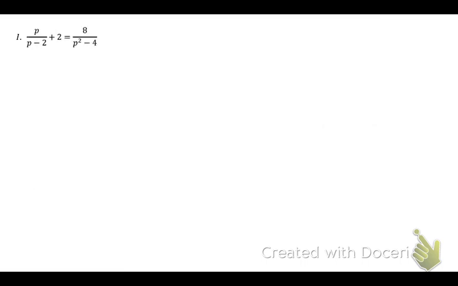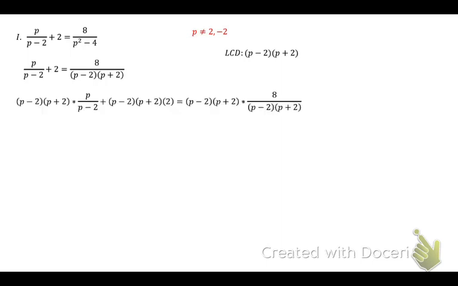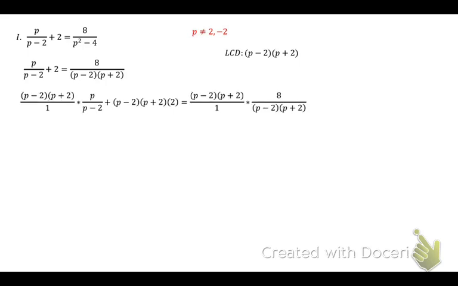Let's look at this one. So I'm going to factor that bottom first. So I have p over (p minus 2)(p plus 2) plus 2 equals 8 over (p minus 2)(p plus 2). So my restrictions are p can't equal 2 and p can't equal negative 2. My least common denominator here is the (p minus 2)(p plus 2). And I'm going to multiply that to every single term here. And I'm going to put it over 1.